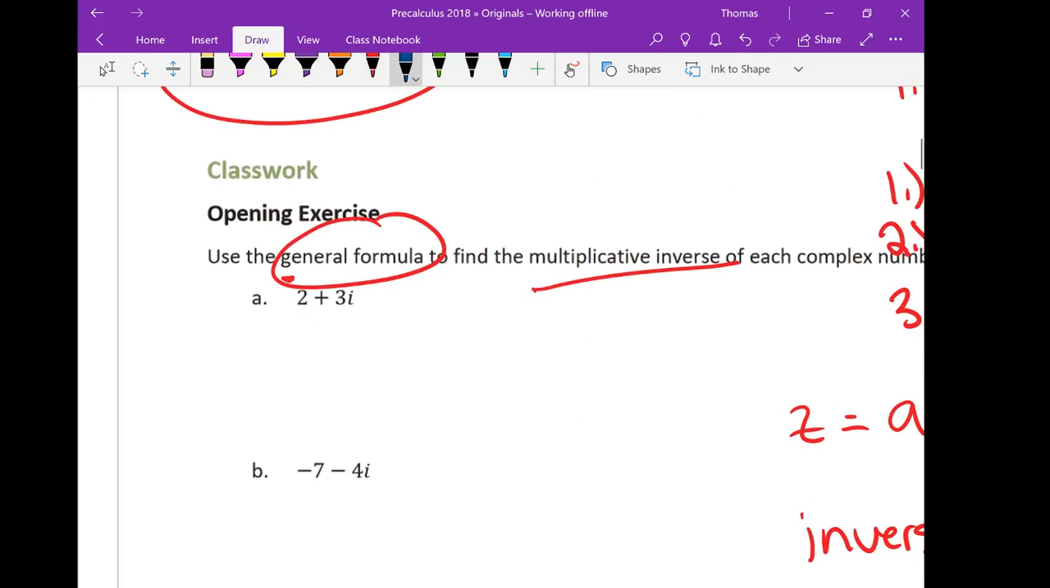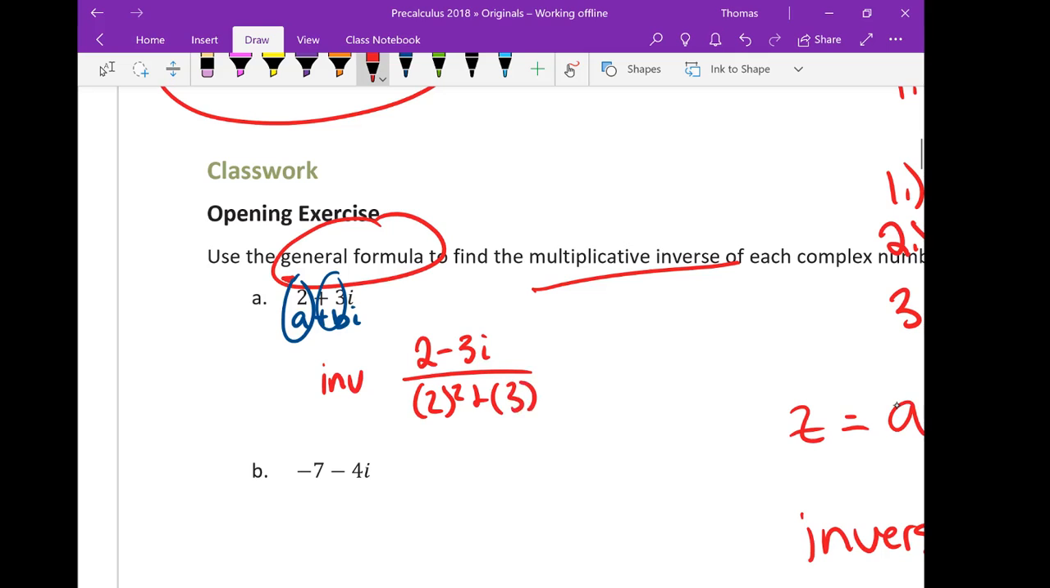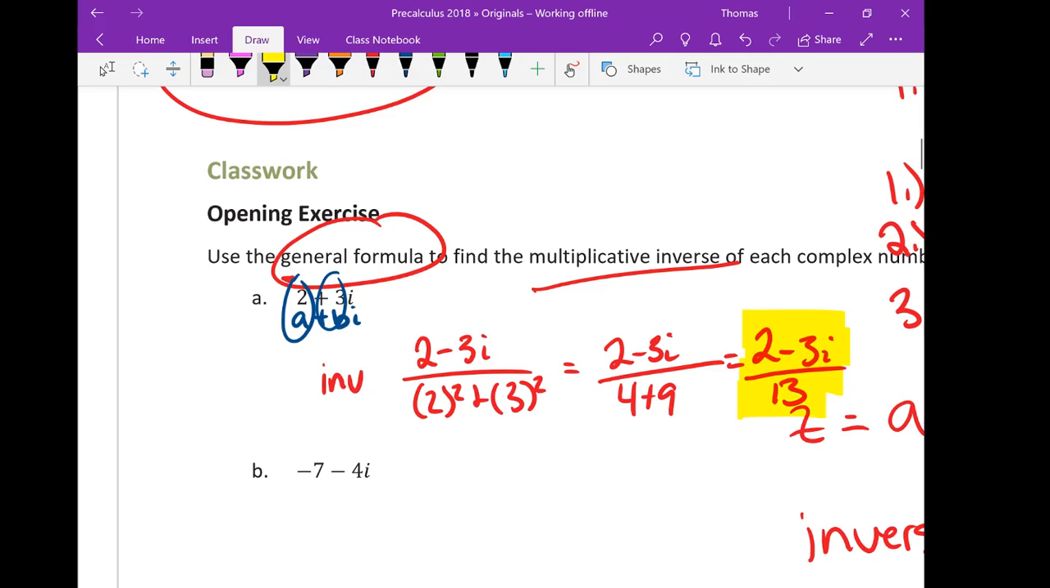But now that we have that general formula, lining these up is pretty easy. Looking at question A, in a plus bi, a will be 2, b will be 3, then I just plug it into our formula. So the inverse would be 2 minus 3i all over 2 squared plus 3 squared, which is 2 minus 3i all over 4 plus 9, so 2 minus 3i all over 13. That would be our multiplicative inverse.